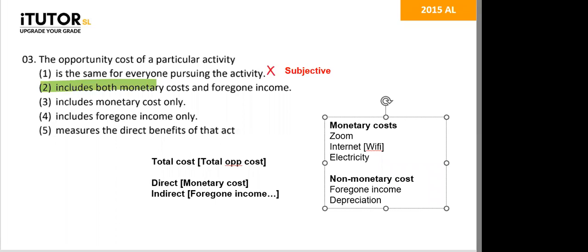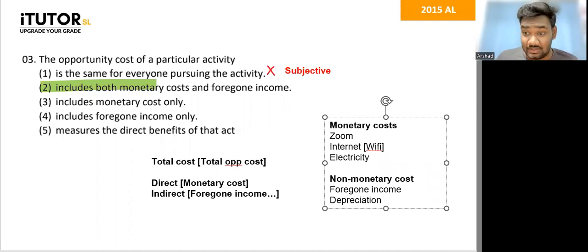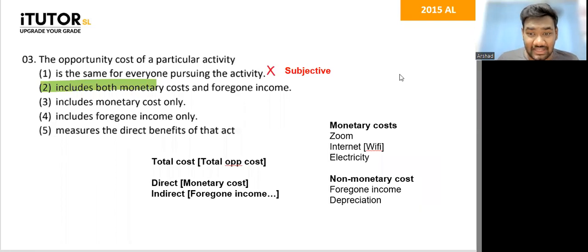Okay. Anything else? What are they talking about? Option 5. Measures the direct benefits. So direct, it's not the benefit. No. Now, for example, when you talk about opportunity cost, you're talking about what you're foregoing. So when you say direct benefits of that, not really. So always when you say opportunity cost, it's better to talk about the cost aspect of it, what you're foregoing, not what you're really gaining. So don't go with the benefits, go with the cost.